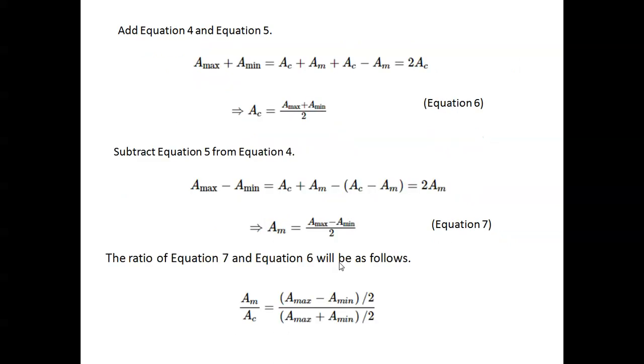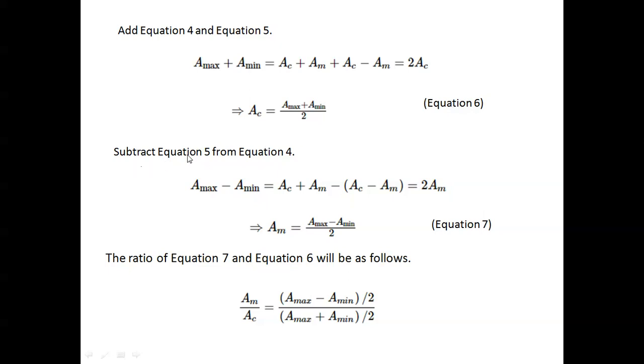If we add the maximum and minimum, we get Ac plus Am plus Ac minus Am equal to 2Ac, because Am and minus Am cancel and we are left with 2Ac. Taking Ac to one side, the 2 goes to the denominator, and we get Ac equal to A maximum plus A minimum, divided by 2.